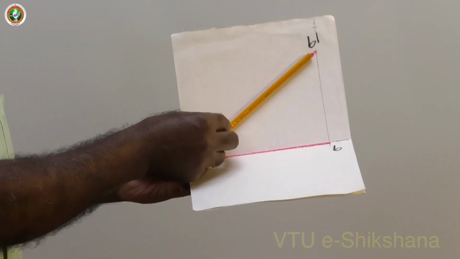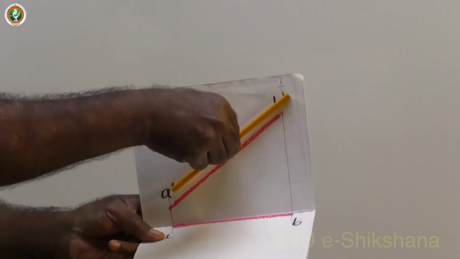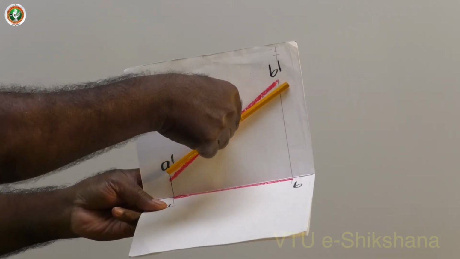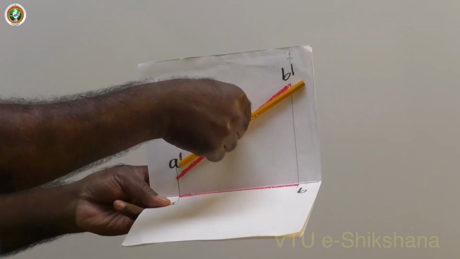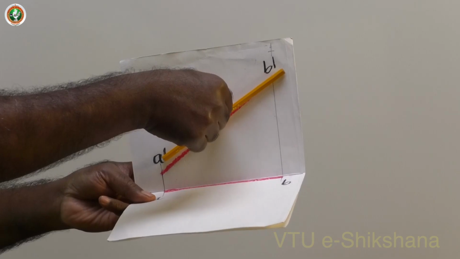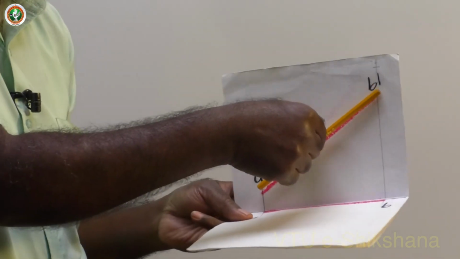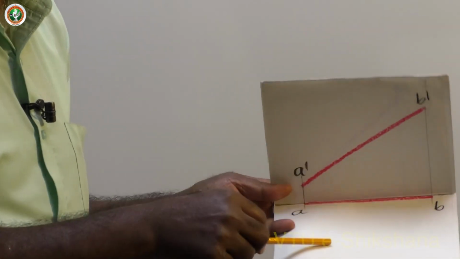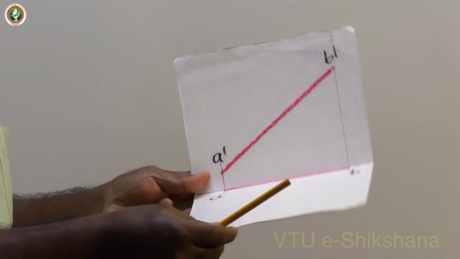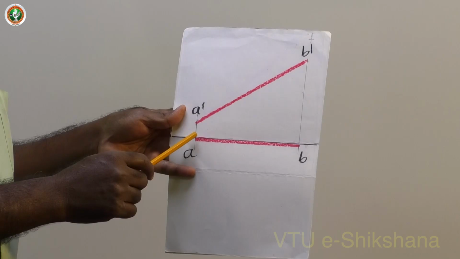Now the next model is the reverse of this. The line is on VP, inclined at some degree to HP. You can say this line is on VP and inclined at some degree to HP. And one end of the line is 10 mm above HP. Now, what is the top view? The top view is on the XY line because it is touching VP. Projection of the line is on HP and it is on the XY line. Now, AB is the top view, A dash B dash is the front view. Now, I can rotate this and say this is the final answer. A dash B dash is the front view, AB is the top view.